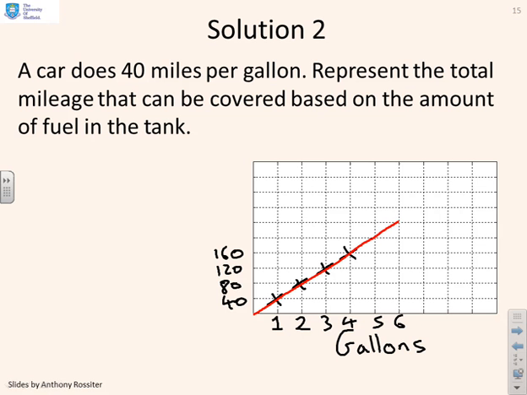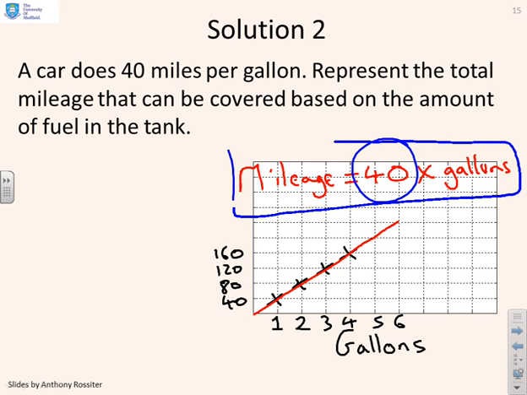So what's the formula that I've used here? Well, hopefully it's obvious. What you've written is mileage equals 40 times gallons. So your gradient is 40 and your formula is mileage equals gradient times gallons. So again, you see there's a simple link between a formula for a straight line and the data that you could have produced easily just using common sense.